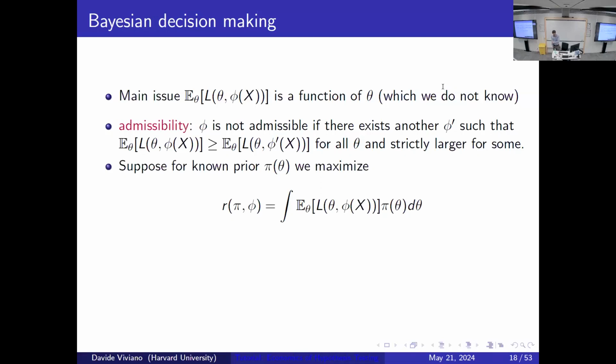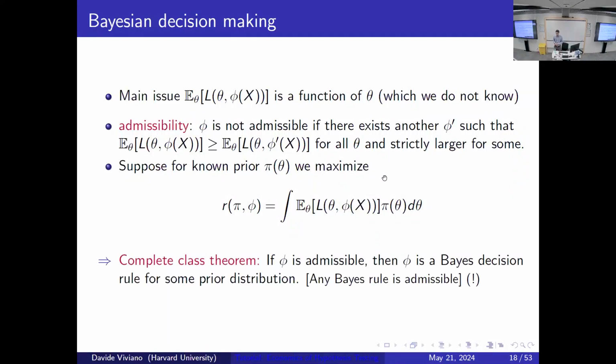So what we could do is to say, okay, let's posit a prior on the value that theta can take, and let's just minimize the loss function once we integrate over the prior. So why is this a sensible thing to do?